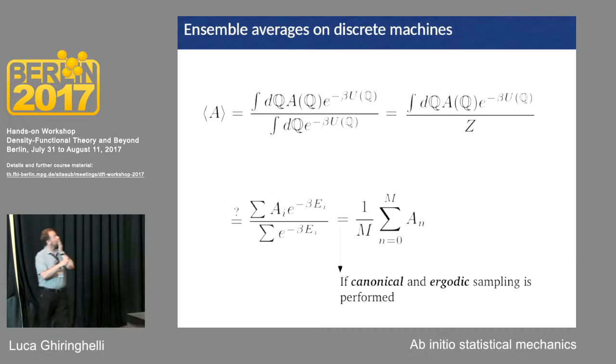Now, the way we sample quantities in one way or the other is given by this textbook kind of definition of expectation value of an observable. You have the integral weighted by the Boltzmann factor of your observable and normalized by the partition function. Now, the sampling methods are typically based on the fact that you move from one point to the other, so you construct a sequence of points such that you sample the system with the density that is proportional to its density of state.